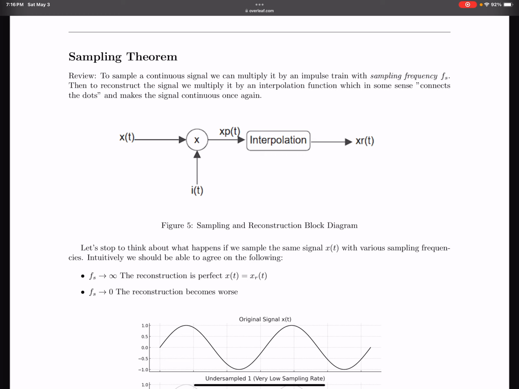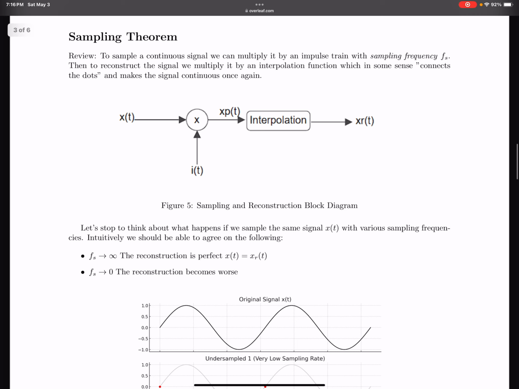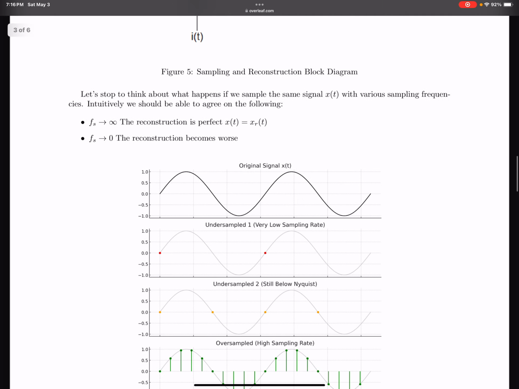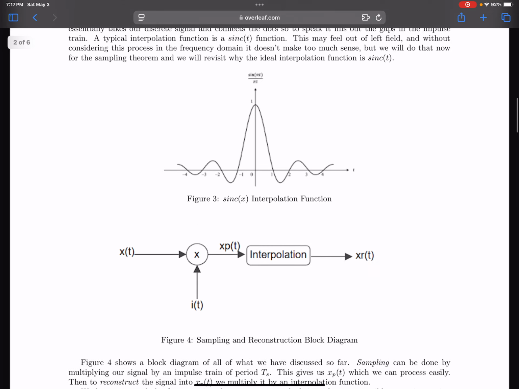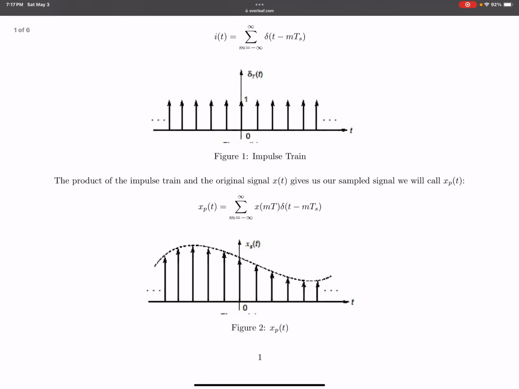Now, let's start to think about some of the conditions in terms of the sampling frequency. Let's try to check our intuition here. Let's see if we can agree on the following facts. If our sampling frequency approaches infinity, or we have an infinite sampling frequency, then our reconstruction should be approaching perfect, right?